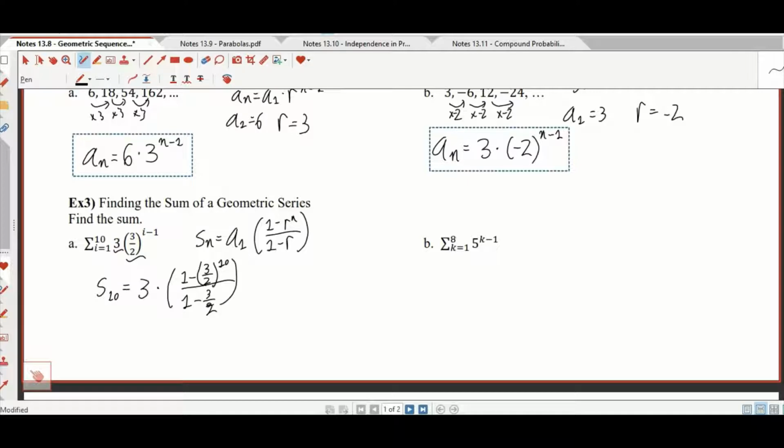And honestly, I would punch this in my calculator exactly like this. So 1 minus 3 halves to the power of 10. Yep, I know that's a terrible number, but you've got to leave it there just like that, okay? And we're going to divide it by 1 minus 3 halves.